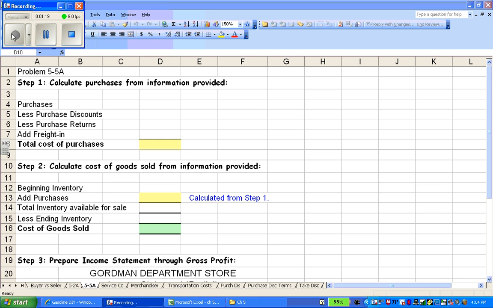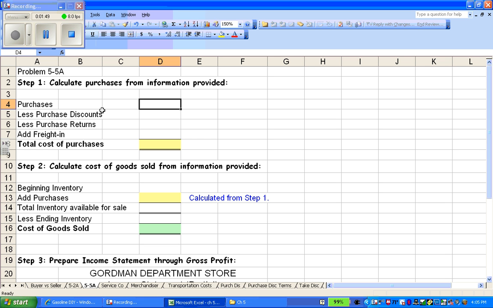All right, so the first step would be to calculate the purchases from the information provided. So I'm going to put in my amounts here, and if you look, because this is a periodic system, these items, purchases, purchase discounts, purchase returns, and my freight in, they are all separate accounts located on my income statement. If we were under the perpetual method, these items would just be included in your inventory account.